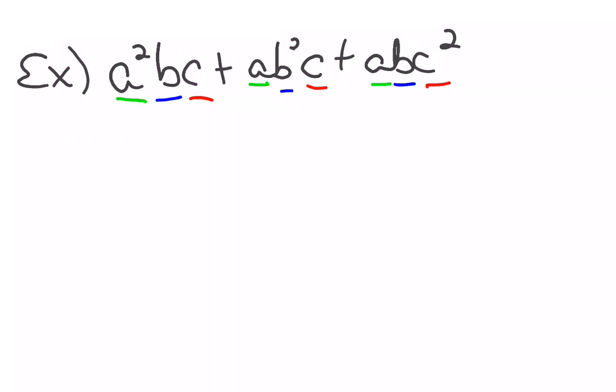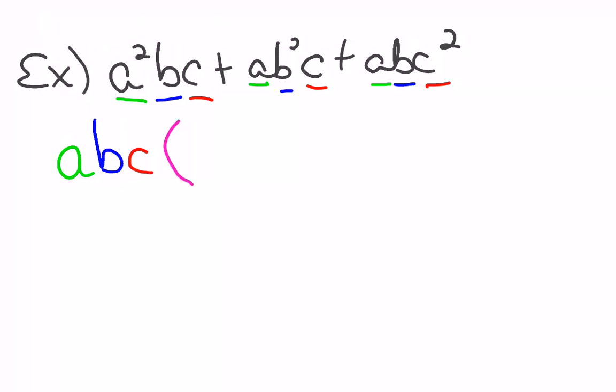So we look at our a's. We have a squared, an a, and an a. So the biggest thing we can pull out of there is an a. And we look at our b's. We have b, b squared, and b. The biggest thing we can pull out of there is a b. And we look at our c's. We have c, c, and c squared. The biggest thing we can pull out of there is a c.